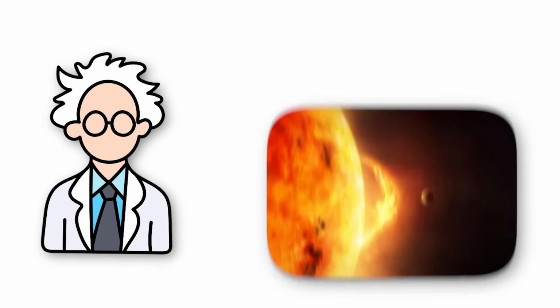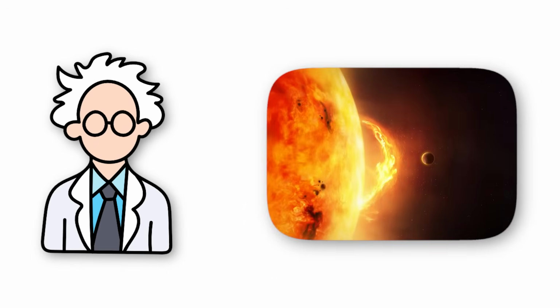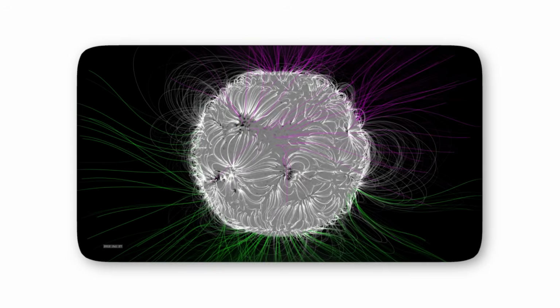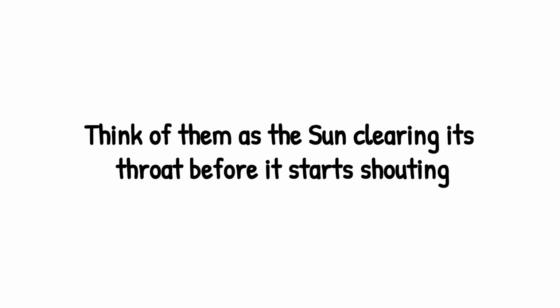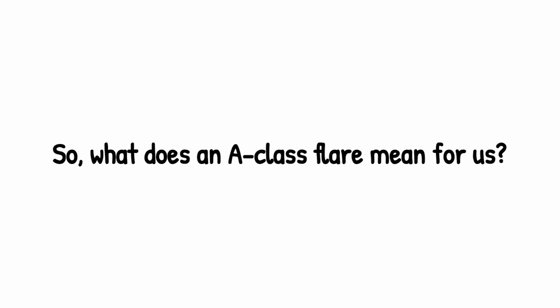Kind of humbling, right? Scientists pay attention to these baby flares because they're like whispers of what's coming. They give clues about the sun's magnetic field, those twisted, invisible lines of force that can suddenly snap and fling energy across space. Think of them as the sun clearing its throat before it starts shouting. So, what does an A-class flare mean for us? Practically nothing, for now. But don't get too comfortable.